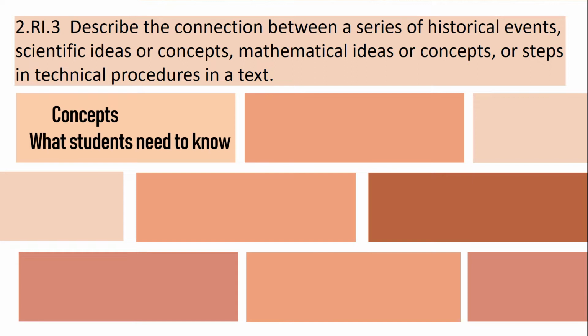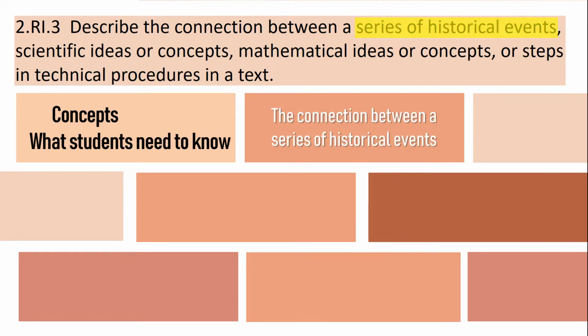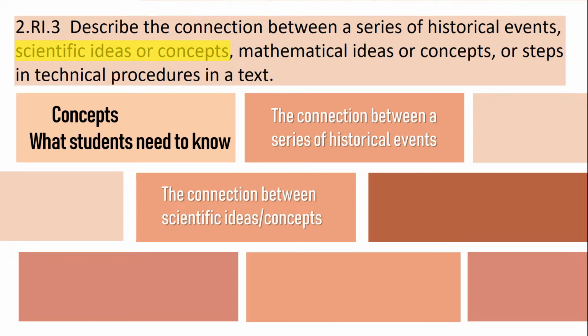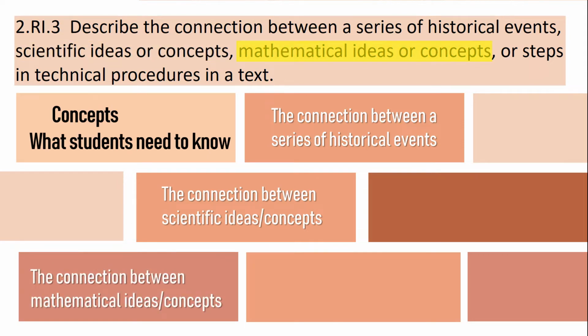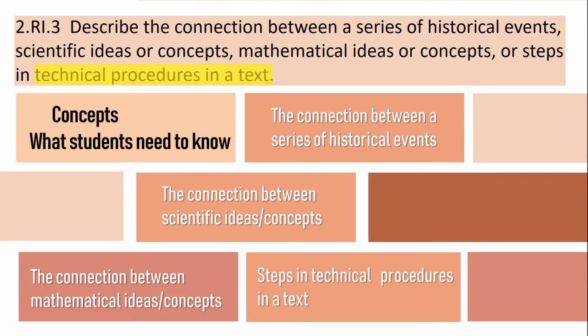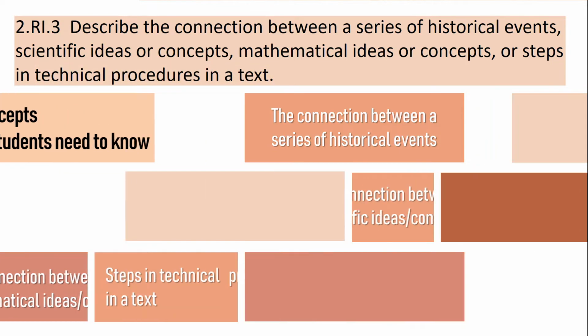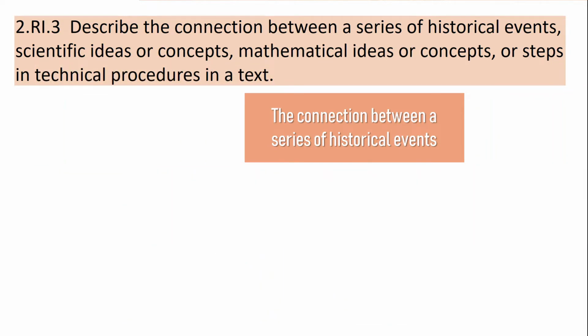In terms of concepts, what the students need to know, this standard identifies 4 things: the connection between a series of historical events, the connection between scientific ideas and concepts, the connection between mathematical ideas and concepts, and steps and technical procedures. In terms of skills, what the students need to be able to do, this standard is not as clear and needs to be unwrapped further.